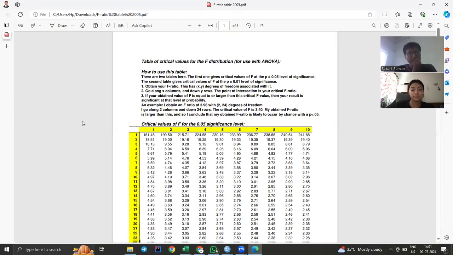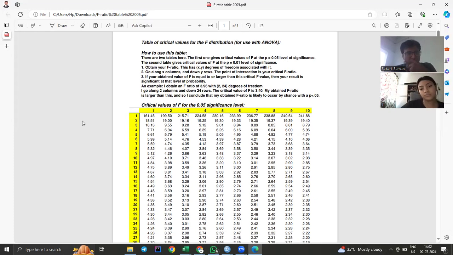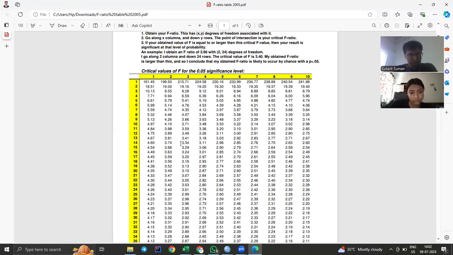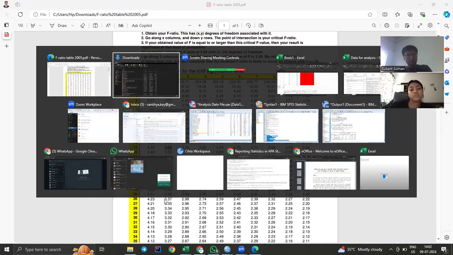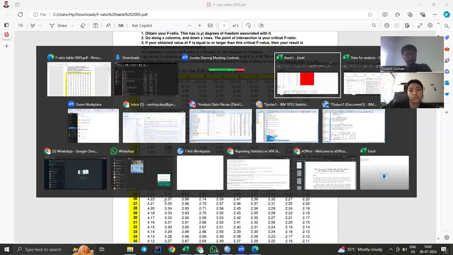Okay. So on the rows on the top, you have the numerator values. And on the columns, you have the denominator values. So we are going to check at the intersection of 2 and 15. So what do we get? 3.68. Correct? So that is our critical value.